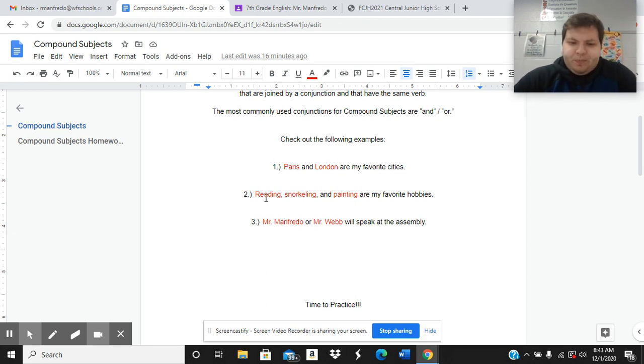Number two, reading, snorkeling, and painting are my favorite hobbies. Our verb here is are. It is being shared by a bunch of different subjects here. We have reading, snorkeling, and painting.